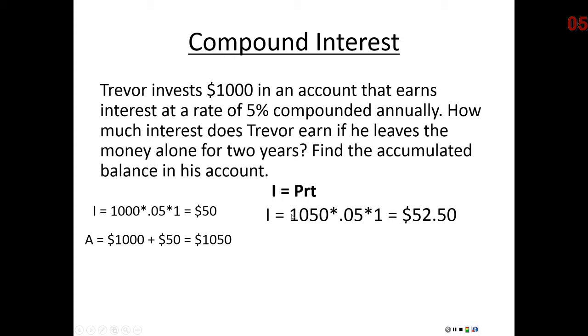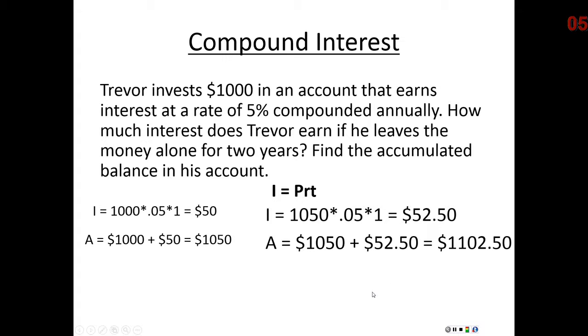See, the balance has changed. It's no longer 1000. It's now 1050. So for the next year, the interest is going to be 52.50. So we're going to add 52.50 for the second year. You have 1050 plus 52.50. So now you have 1102.5. Now that was his second year.